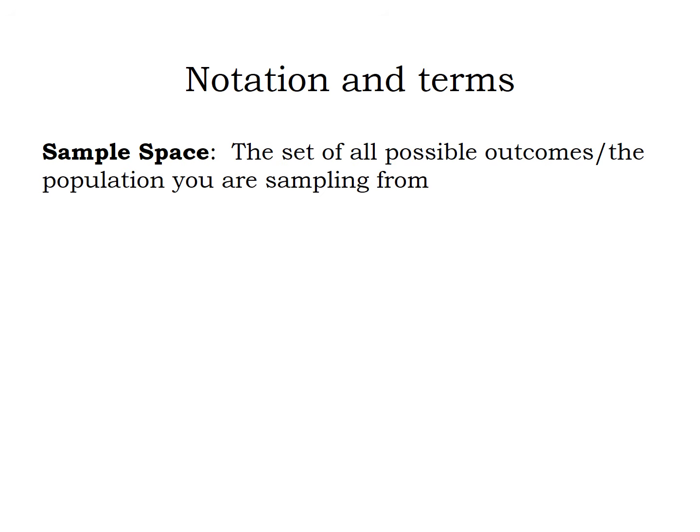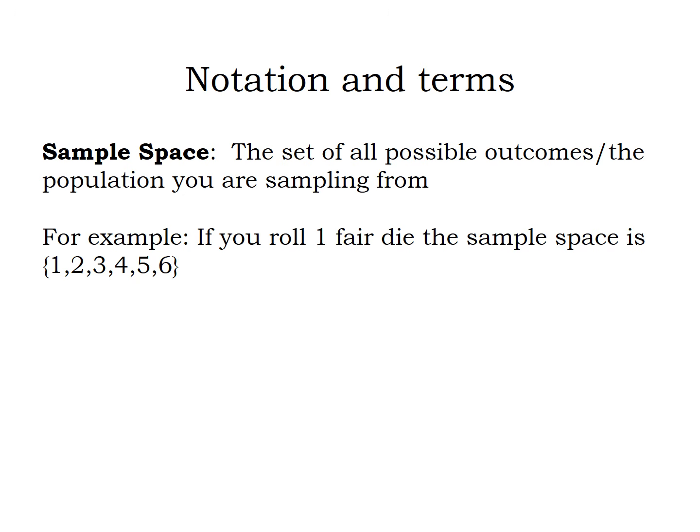So if you're flipping a coin, the sample space would be the set of heads and tails. Now, if you're rolling your standard Monopoly die, the sample space would be the set of numbers 1, 2, 3, 4, 5, and 6. Now notice I didn't say 1 through 6. 1 through 6 would be continuous and would include everything in between the 1 and the 6, but this is definitely a discrete random variable.